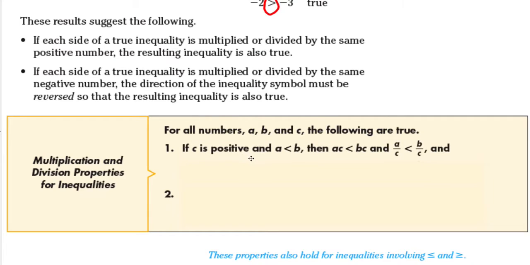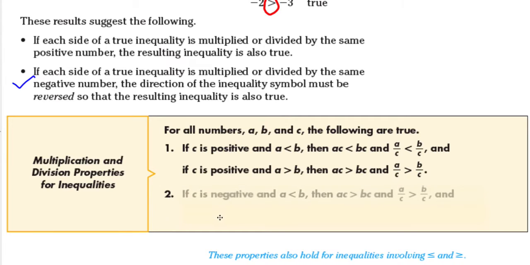If c is positive and a is less than b, then ac is less than bc, and a over c is less than b over c. And if c is positive and a is greater than b, then ac is greater than bc, and a over c is greater than b over c. The second part of our rule is, if c is negative and a is less than b, then ac is greater than bc, and a over c is greater than b over c.